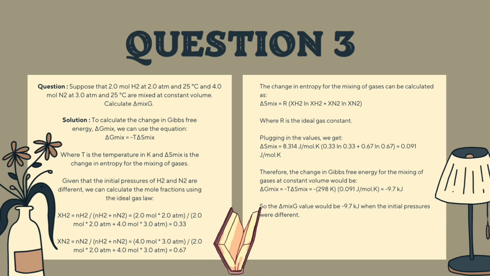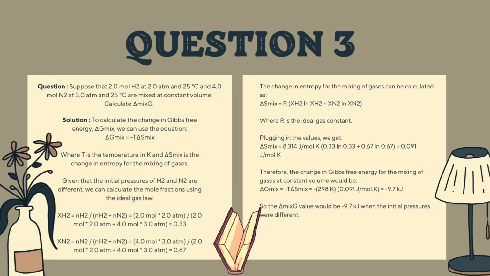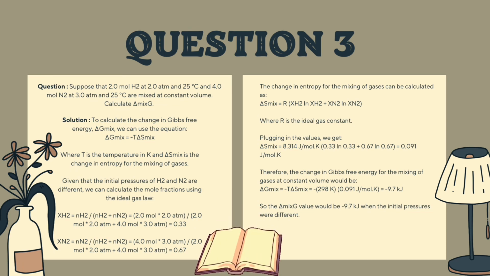For the third question, given that 2.0 mole of hydrogen gas at 2.0 atm and 25 degrees Celsius and also 4.0 mole of nitrogen gas at 3.0 atm and 25 degrees Celsius are mixed at constant volume, calculate the change in Gibbs free energy. To solve this question, we can calculate the change in Gibbs free energy using the equation given below, where T is the temperature in Kelvin and delta S mix is the change in entropy for the mixing of gases. Given that the initial pressures of hydrogen gas and nitrogen gas are different, we can calculate the mole fractions using the ideal gas law.